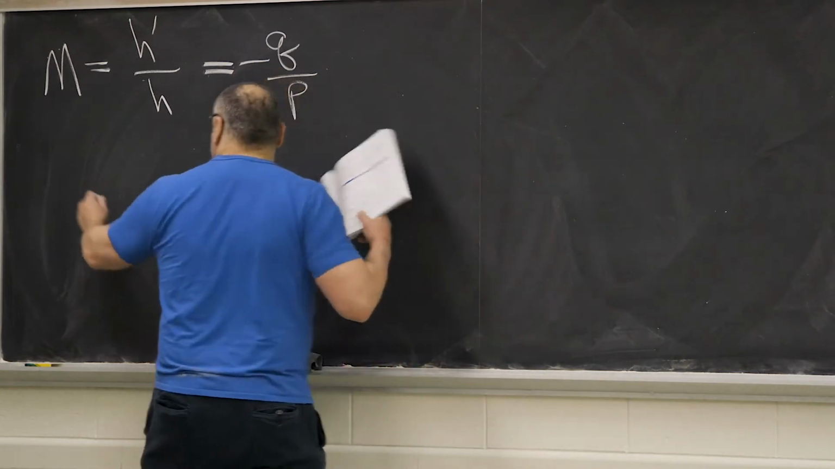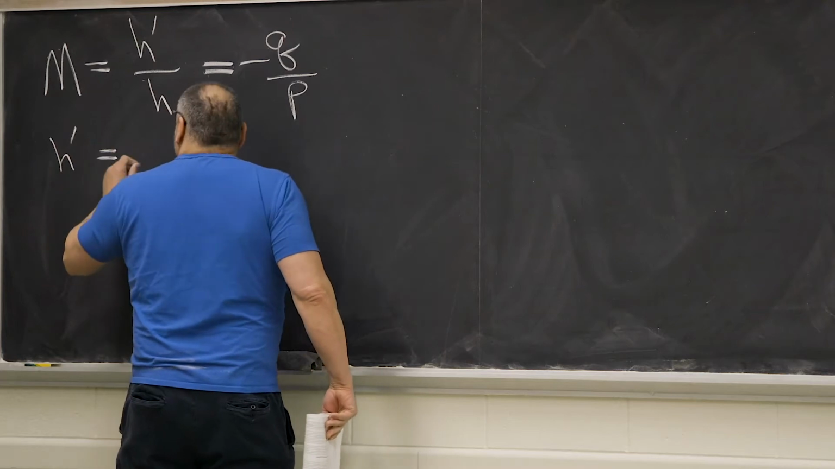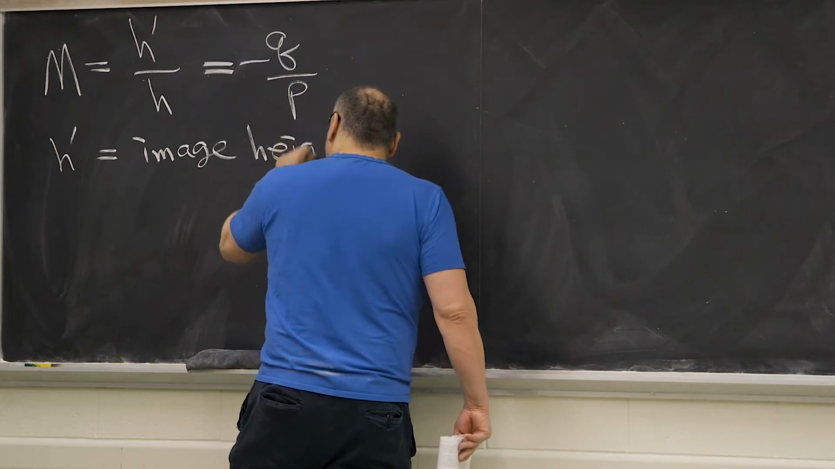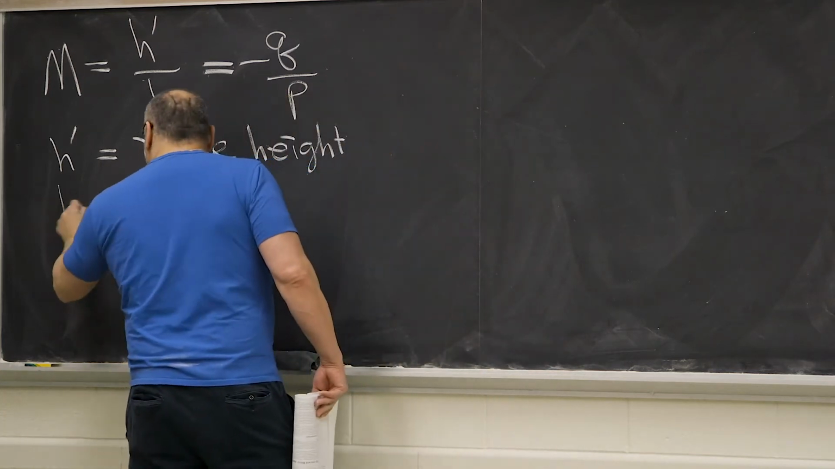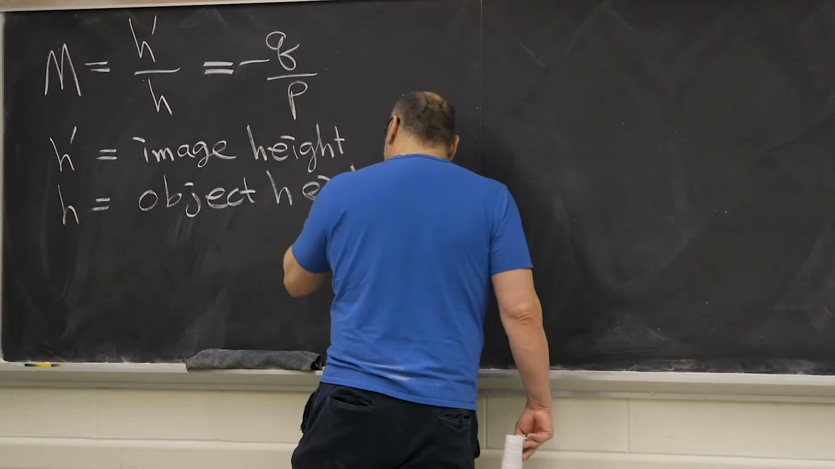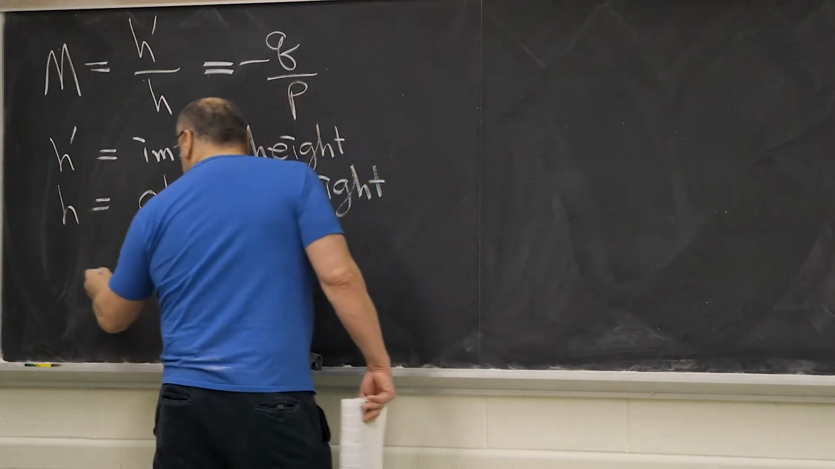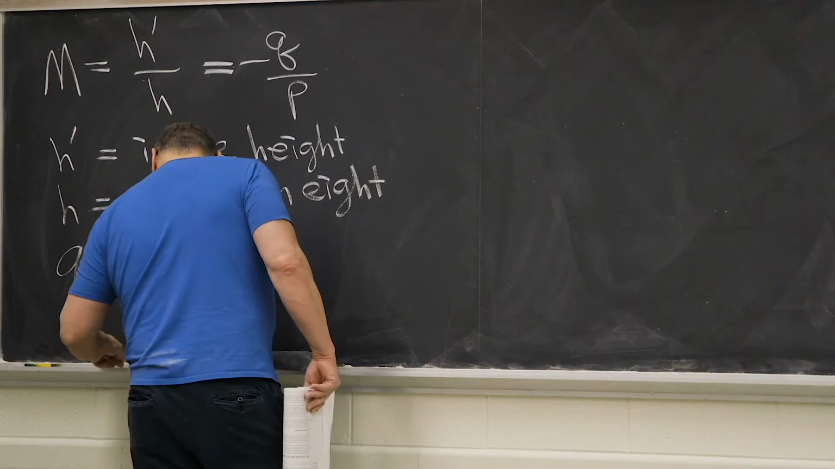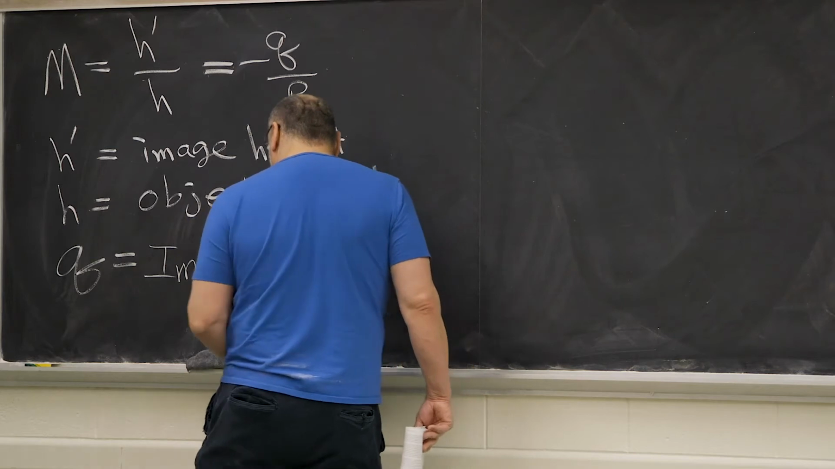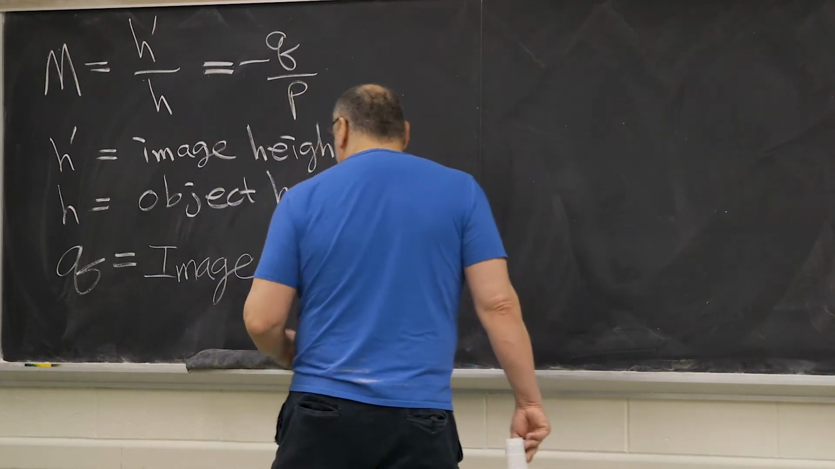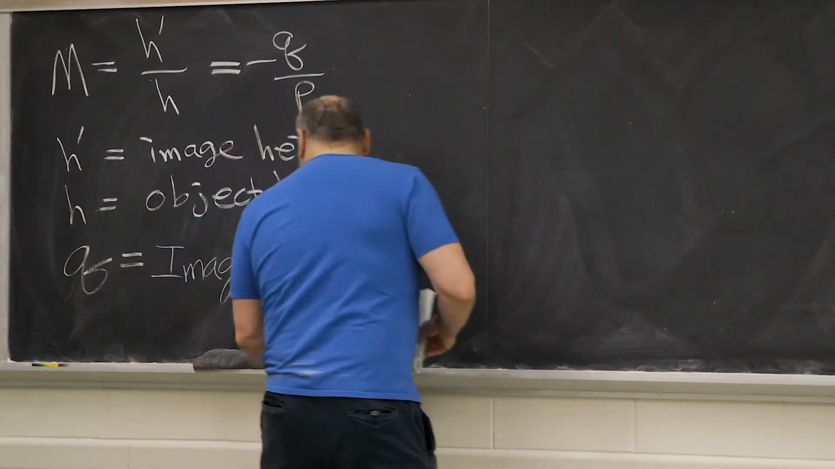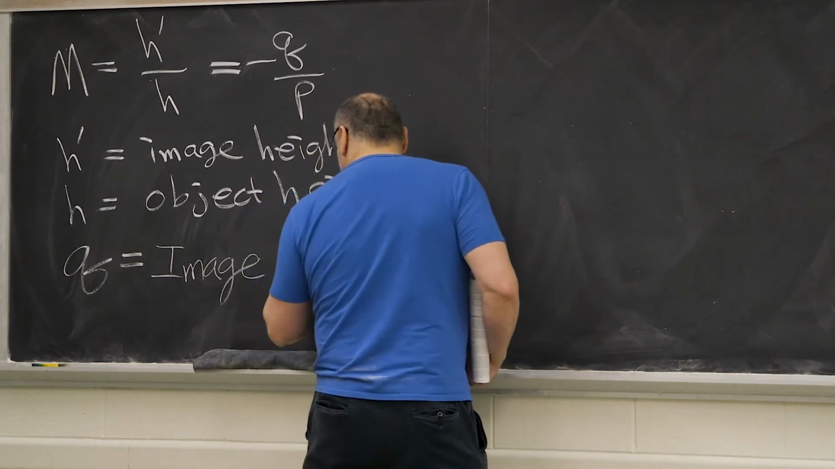So basically, H prime is image height. H is object height. Q is image distance. It's not really that intuitive. I guess there's symbolism that's a little more intuitive. You put an O for object and I for image, and that's what I've seen in different places. Unfortunately, we're not seeing that here. But you can use whatever notation you want, just get the right answer at the end. Q is image distance.